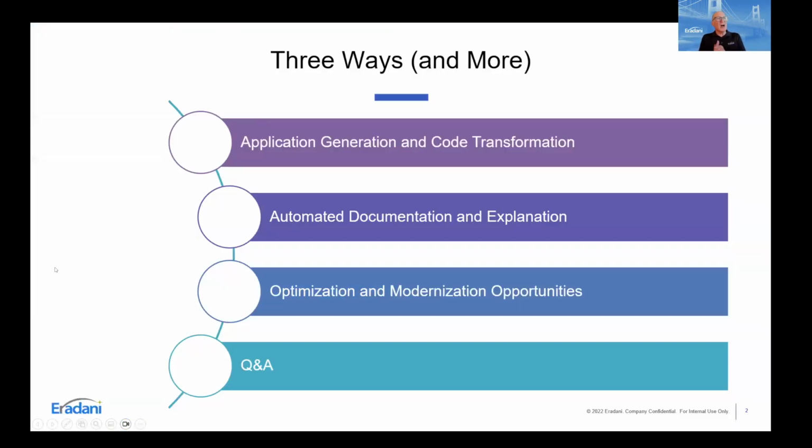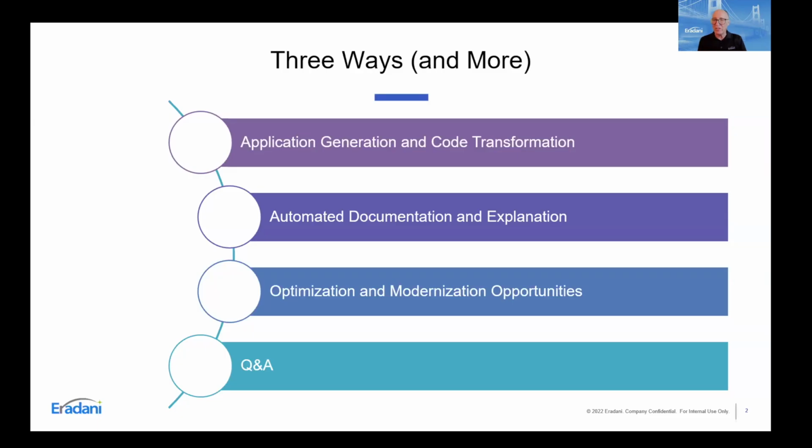Okay, so we're going to talk a little bit about some of the ways you can use AI. In fact, we're going to throw in some more beyond these three here. But one is just application generation and code transformation. We actually had one of our developers who decided just for fun to create an entire application just with AI. He started with zero and created an application that had database tables and views, screens, RPG programs, and CL commands, and he created it all simply by dictating to the AI what he wanted it to do.